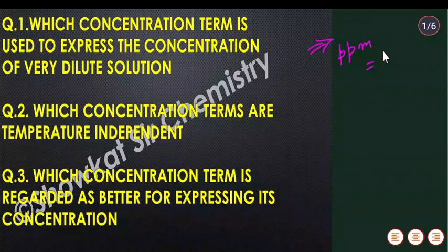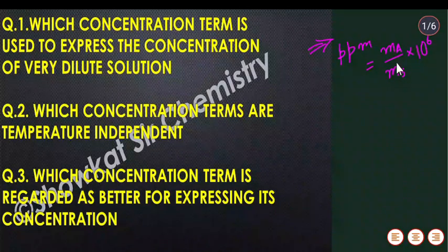Let's say if we take the mass of one of the components, let's say the mass of solvent upon the total mass of solution, right, into 10 to the power 6. So this is how we calculate the parts per million. Similarly, if we express this in terms of volume, then we will write volume of one component upon the total volume of the solution into 10 to the power 6. So this ppm is used to express the concentration of such solutions which are very dilute. I hope you have understood.